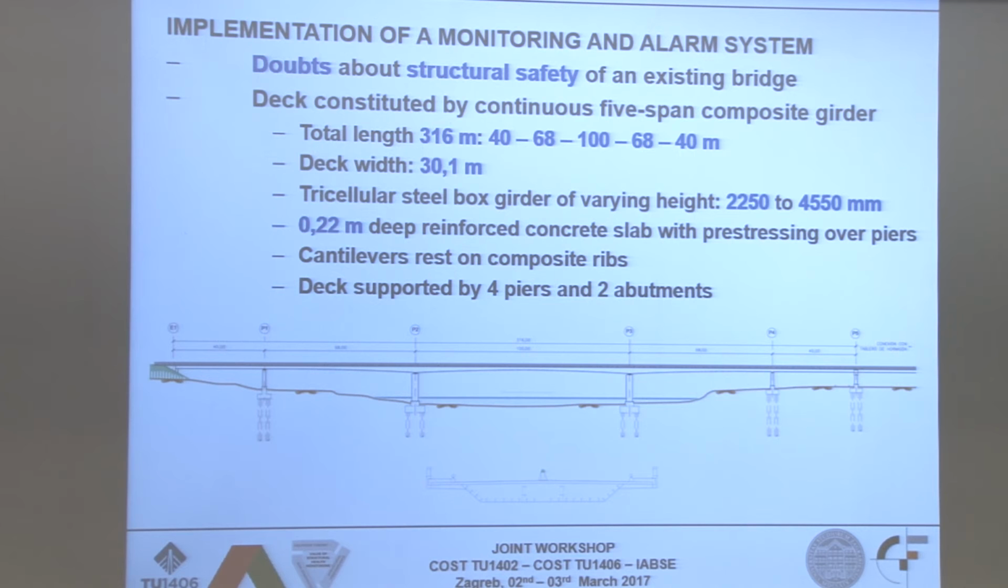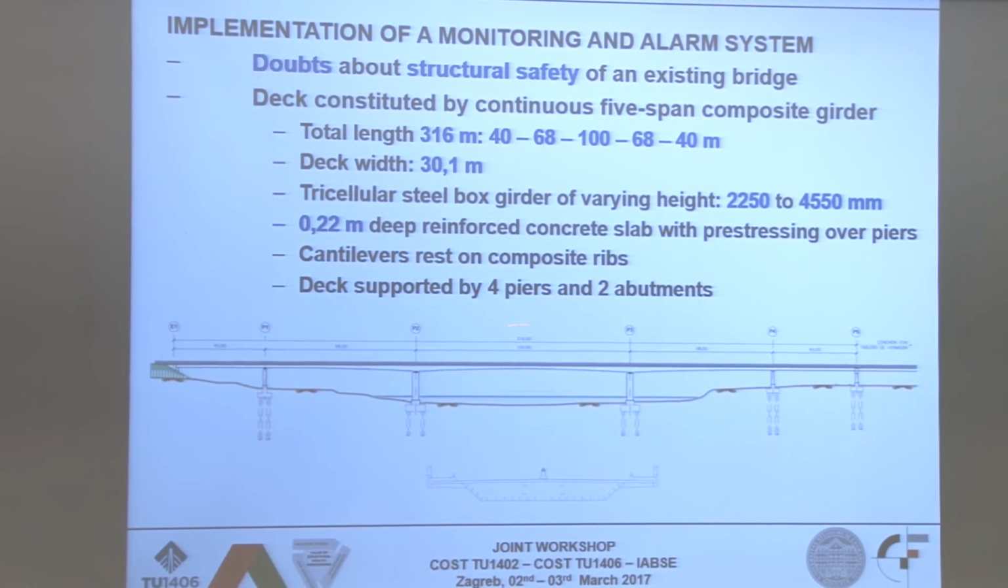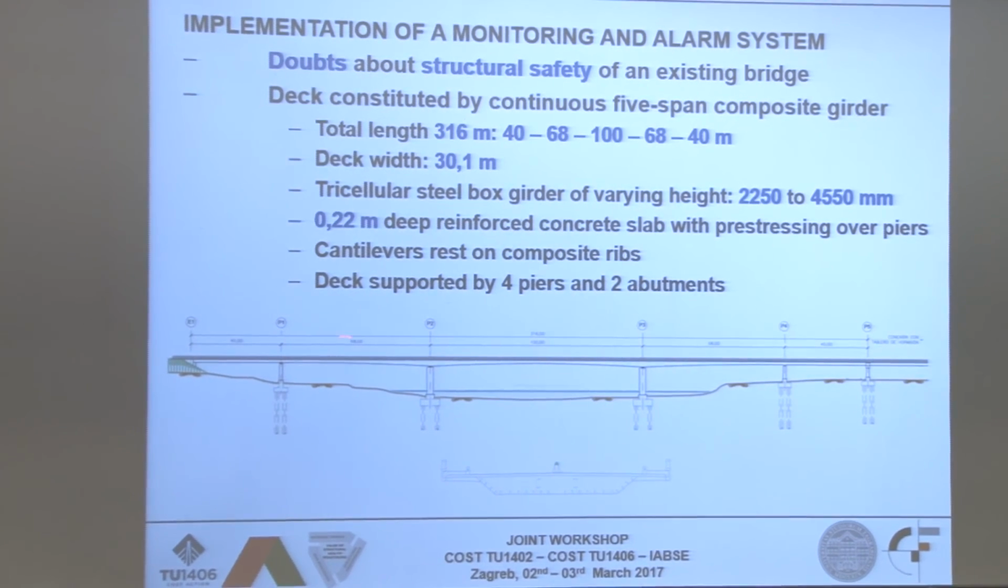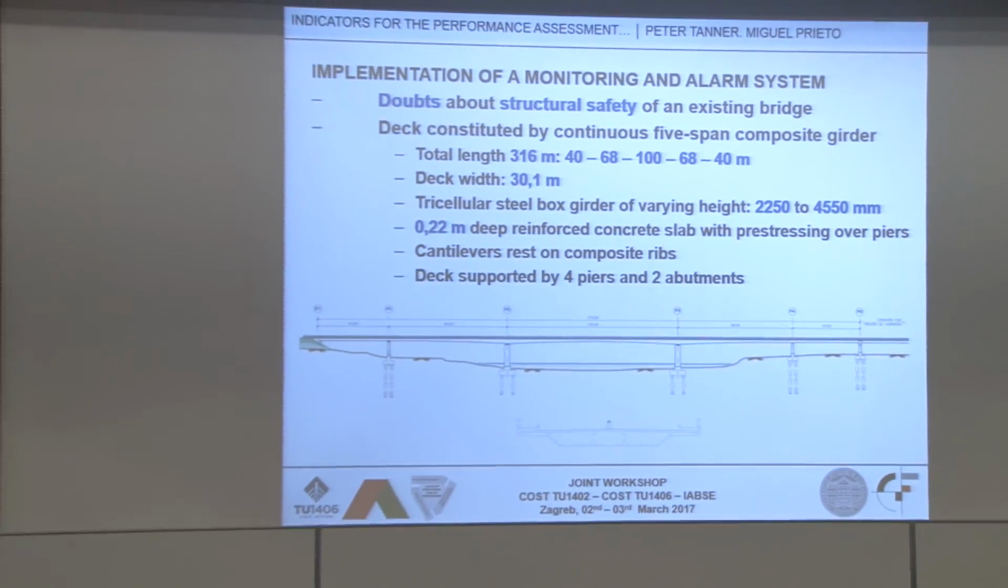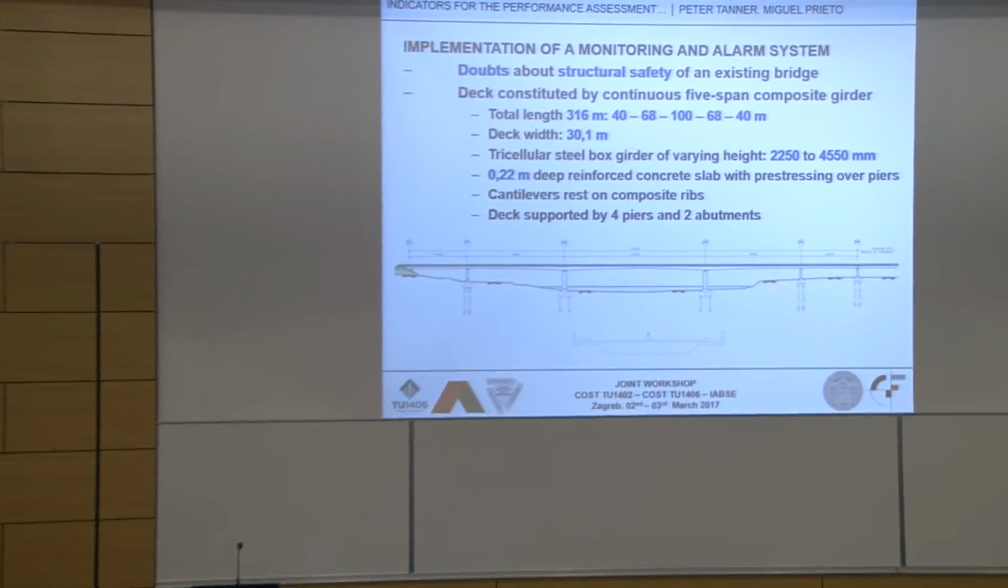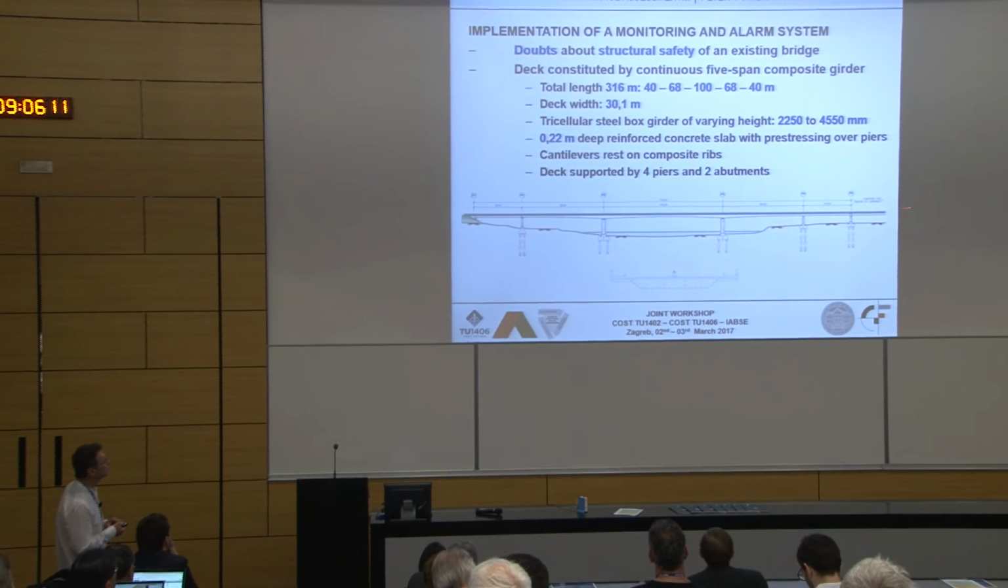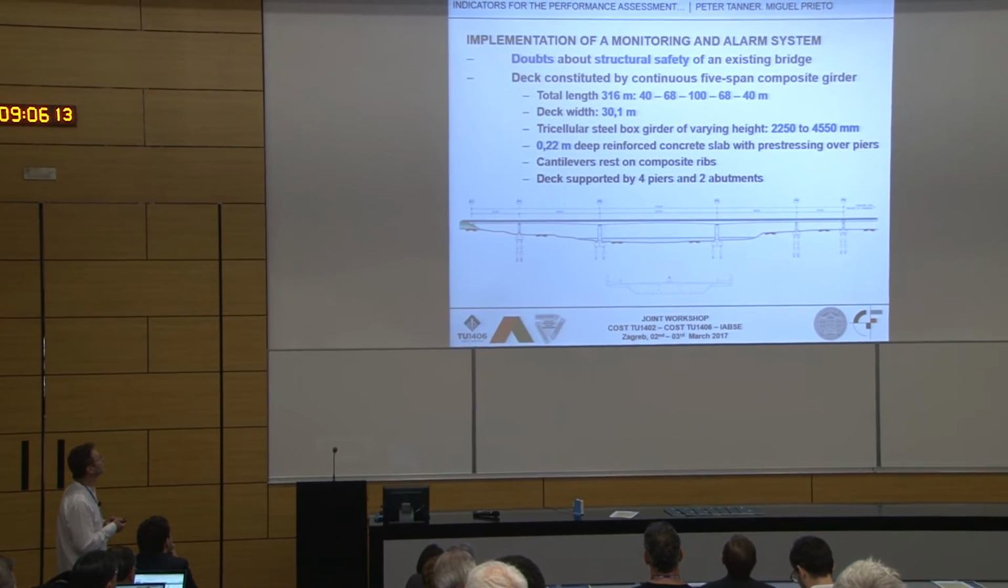The example refers to a bridge with some inbuilt problems. Unfortunately, I'm not allowed to tell you what the problems were. It is a composite bridge with a composite deck, continuous over 5 spans, with a total length of 316 meters, with a 100 meter main span and 40 and 68 meter approach spans. It's symmetrical, although the structure continues here, but with another system.